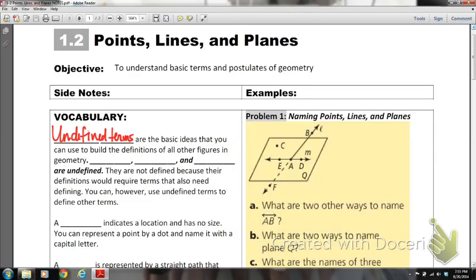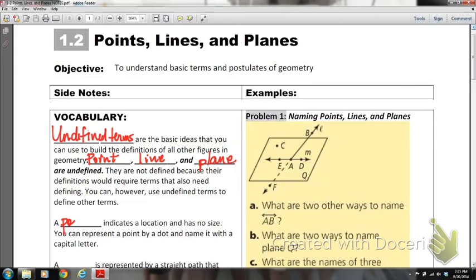There are three undefined terms. First one is point, second one is line, and the third one is plane. They're not defined because their definitions would require terms that also need defining. So these are our basic building blocks for our definitions. So we're going to use these undefined terms to define other terms.